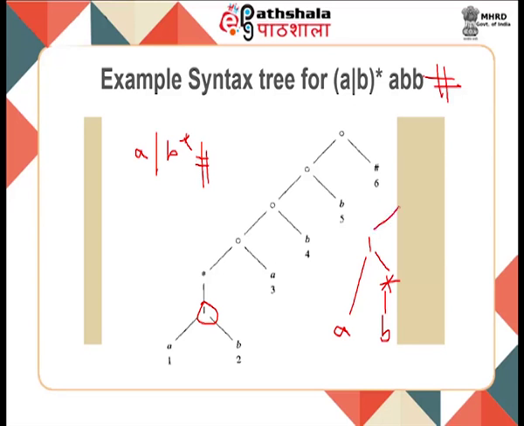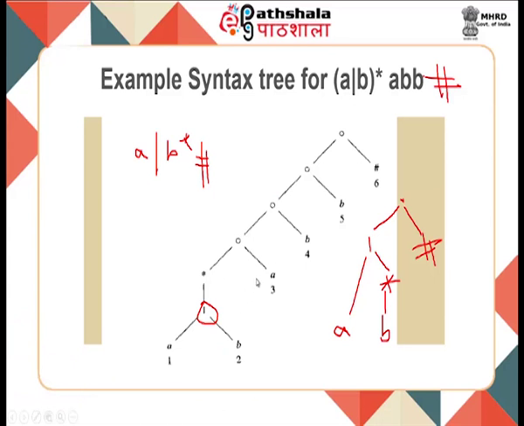So, it is going to be dot followed by hash. This is how the tree is going to look if it is of this particular expression, A or B star. Okay. So, after doing this, that is your first procedure.